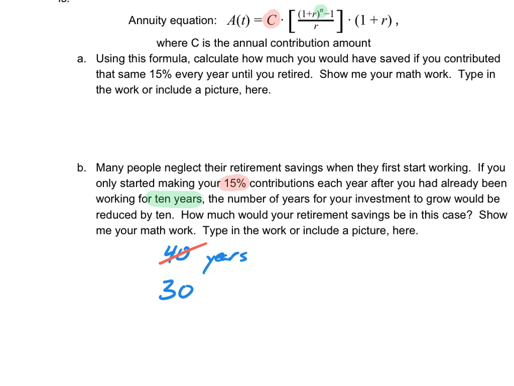So redo the work you did for part A, but use a number for time that is 10 years less than what you're using there in part A. And then you can compare those two numbers and see how they look. And again, yes, I want to see your math work here, so show me the work you're doing in order to be able to get that answer.